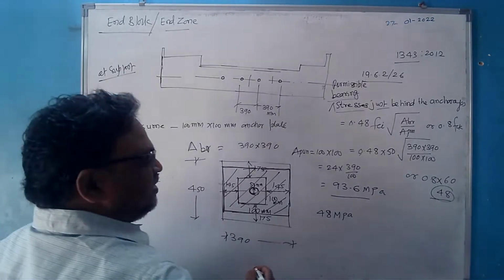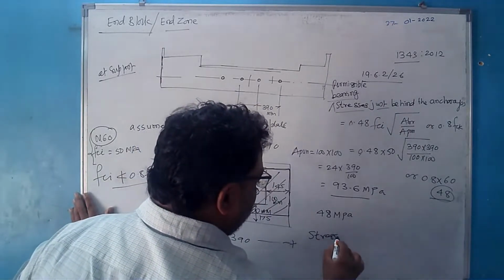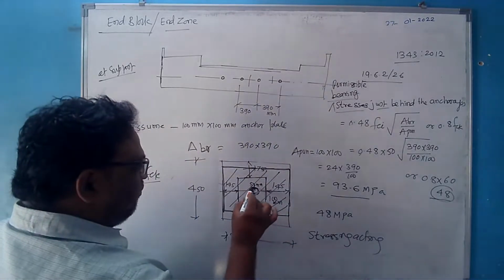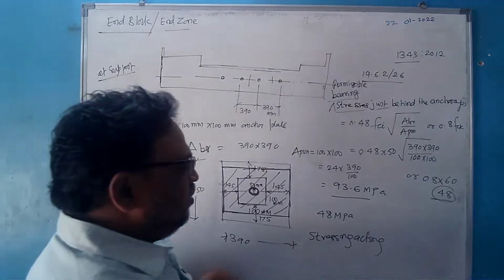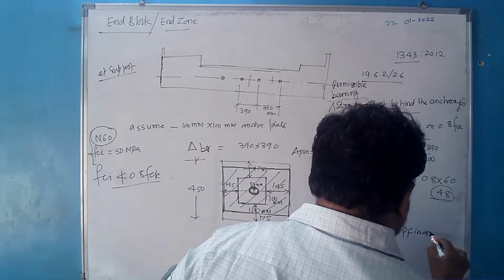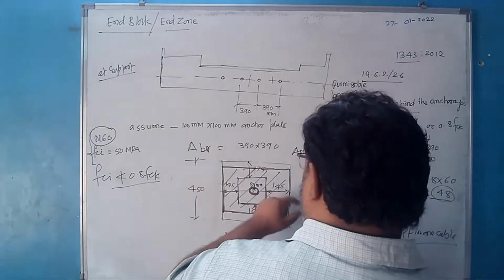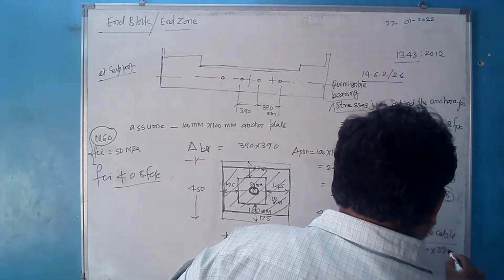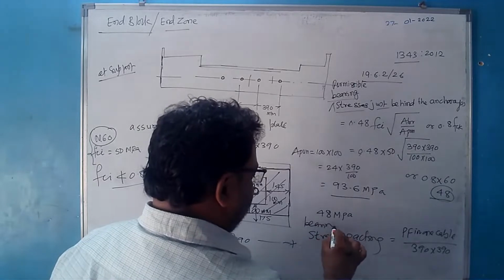And what are the stresses acting? How much was the force in one cable? That is nothing but the prestressing force in one cable divided by the area. How much is the area? 390 by 390 is the bearing area. So you will get the bearing stresses acting.